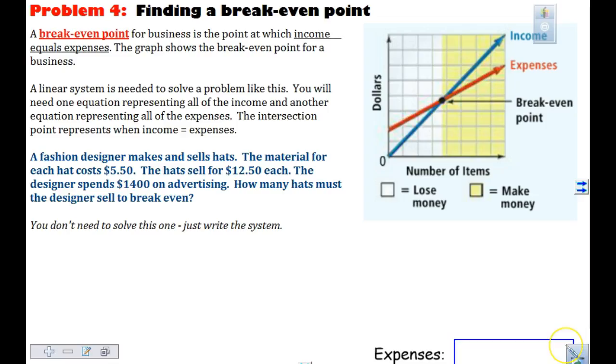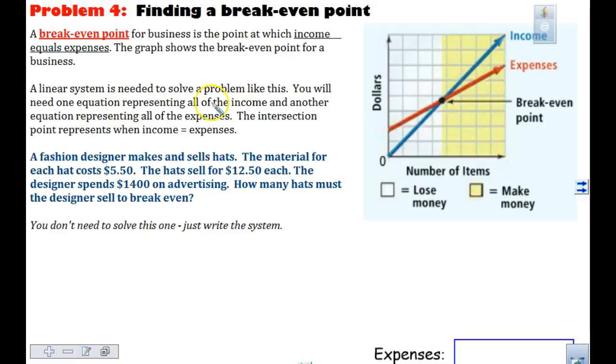So, the last type of problem that we're going to be working on for story problems before we get into our last part of the notes is a break-even point. So, what is a break-even point? For a business, it's a point when income and expenses are equal, okay? So, at this point right here, my expenses are equal to my income.